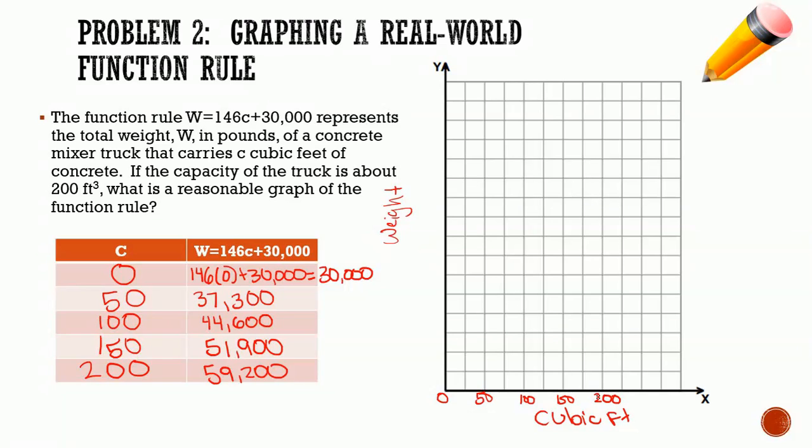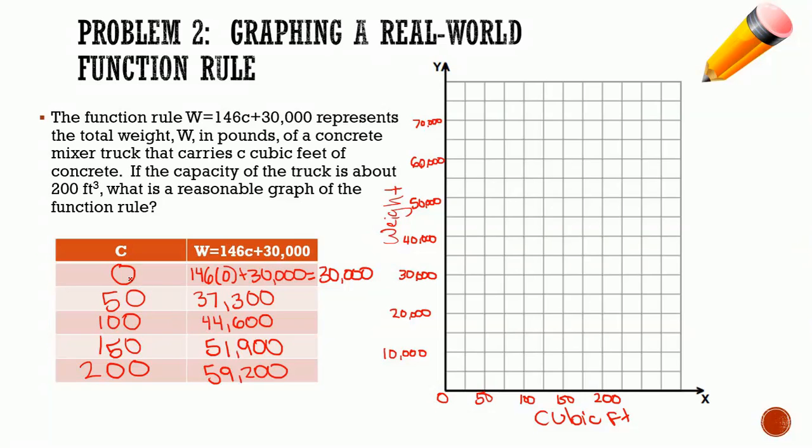Can't go above 200 though, right? Because the capacity of my truck's only 200. Let's go up by 10,000s, and let's look. It looks like we'll skip a line each time. I think we'll be able to fit them all. So I got 10,000, 20,000, 30,000, 40,000, 50,000, 60,000, and 70,000. That's about as high as I need to get.